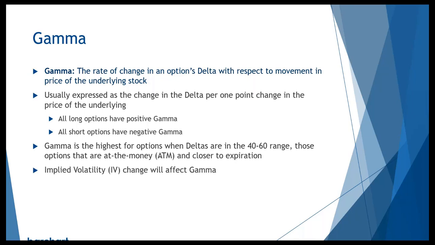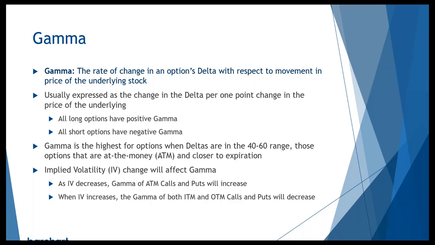Implied volatility can change the effect of our gamma, right? And so as implied volatility decreases, our gammas of our at the money calls and puts will increase. And that might be counterintuitive for some folks. And as implied volatility increases, then the gamma of both our out of the money and in the money puts and calls will decrease. All right, so let's talk about the second point first.